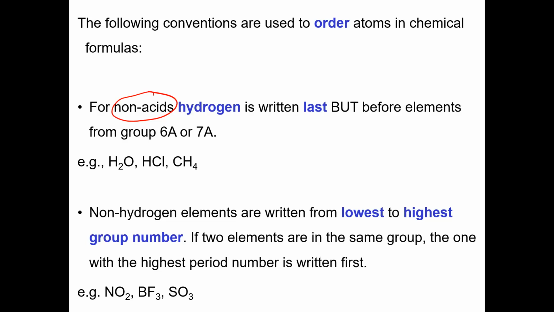If two elements happen to be in the same group, we write the one with the highest period number first. So a good example of this is SO3. Sulfur and oxygen are both in group 6A, but sulfur is below oxygen in period 3, oxygen's in period 2, so sulfur comes first, followed by the oxygen. In NO2, we write nitrogen first because nitrogen's in group 5A and oxygen's in group 6A. BF3, boron is in group 3A, fluorine is in group 7A, so 3 comes before 7. So it's pretty easy.